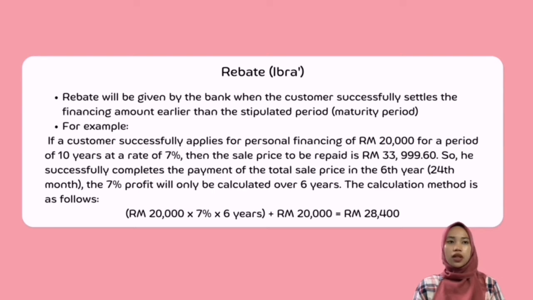The profit rate for the next 4 years will not be determined. So the calculation method you can see in this slide. Then the original selling price of RM33,999.60 will be subtracted from RM28,400, resulting in a total of RM5,599.60, which means 4 year profit balance. So this amount of RM5,599.60 will be credited to the customer's account as a rebate.